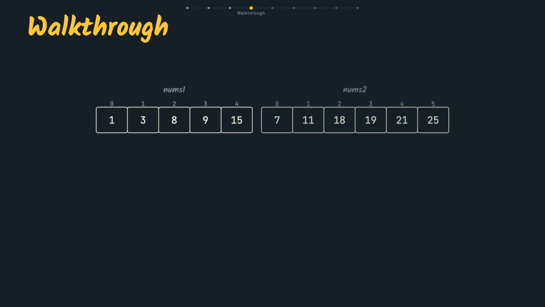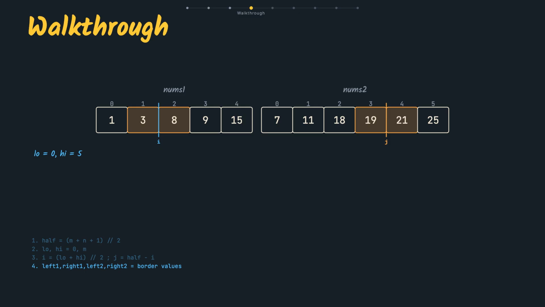Let's trace it. First list 1, 3, 8, 9, 15. Second list 7, 11, 18, 19, 21, 25. 11 numbers total. The left half needs 6. We binary search the cuts of the smaller first array. The cut in the first array can be anywhere from 0 to 5. Start the search. Low is 0, high is 5. Midpoint of the search is cut position 2. That puts 2 numbers from the first array on the left, so the second gives 4.